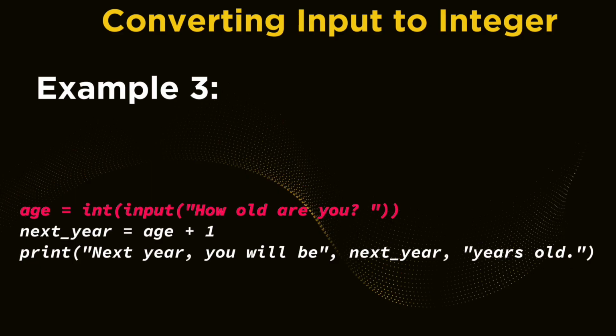In this example, the user types a number like 25. The function input gives it as a string 25. Int converts it to the number 25. We can now add 1 and print the result as a number. Let's run this program.